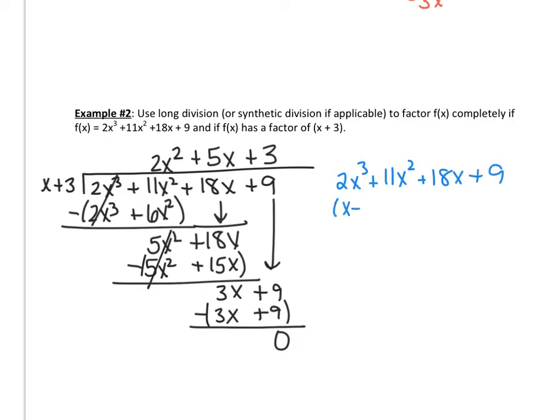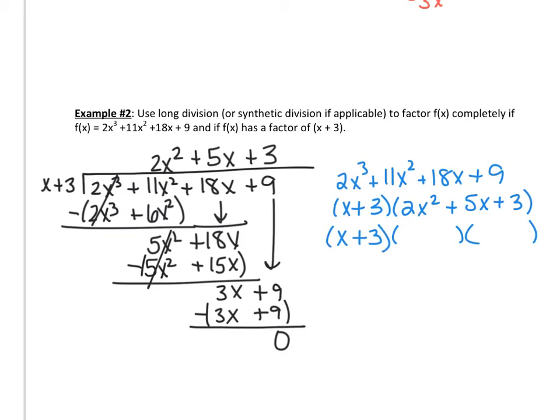One of the factors is x plus 3. The other factor is 2x squared plus 5x plus 3. And again, we're going to have to factor this piece a little bit more. We keep the x plus 3.